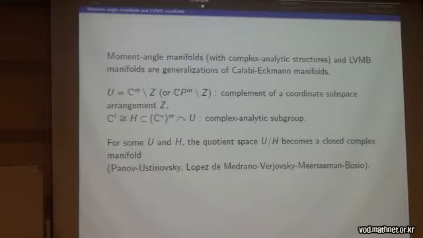There are several people who study such objects. It's not difficult to see that the compact torus action on the quotient space is maximal. So moment-angle manifolds and LVMB manifolds are also examples of complex manifolds with maximal torus actions. So what I wanted to say is that there are many examples. Okay.